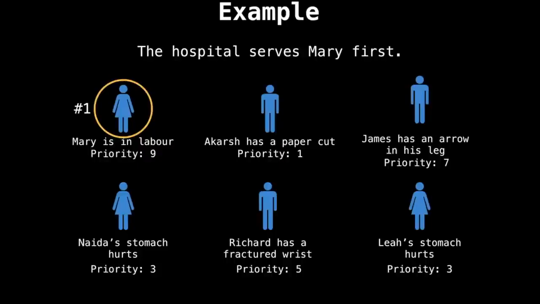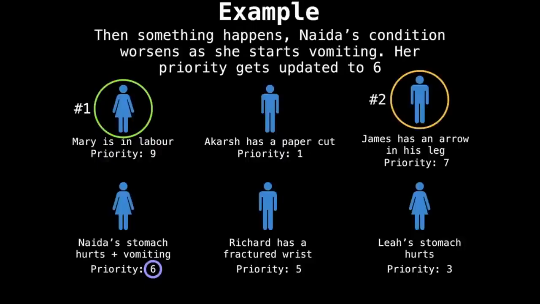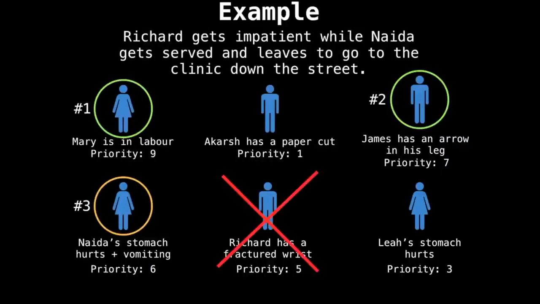We want to process these patients by highest priority first. This means the hospital would serve Mary first, followed by James. However, then something happens. Suppose Naida's stomach condition worsens and she starts vomiting. Her priority needs to get updated to 6. Because of this, Naida gets served next once they're finished with James. During this time, Richard gets impatient and leaves.